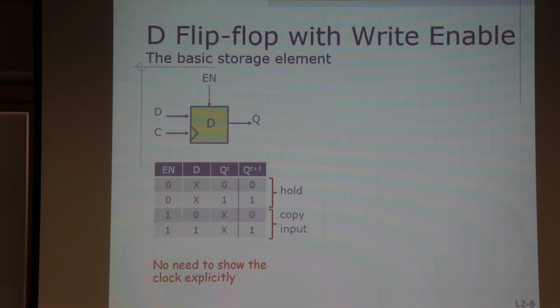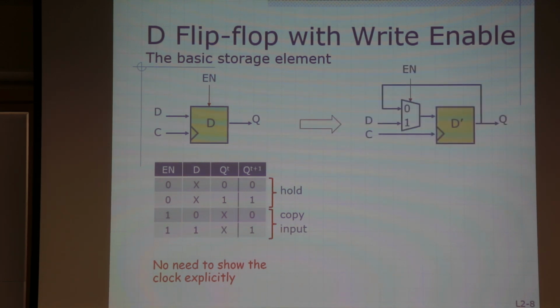Just to give you a little bit more insight, because remember, this is the tutorial on hardware. One way to think about this is that whatever value you have, you keep circulating. But if the enable is 1, then you take the new input. That's one thing you have to understand.